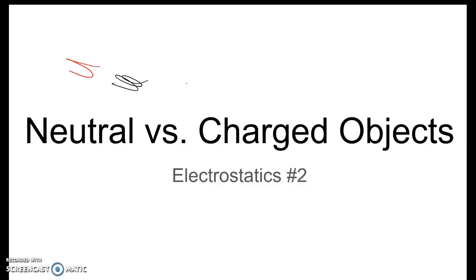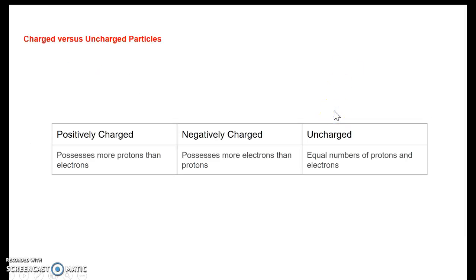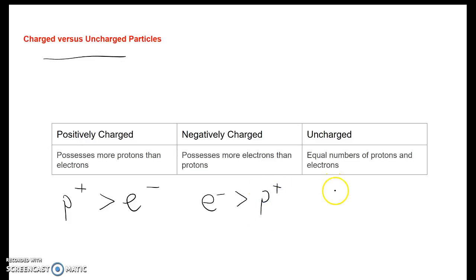Okay, so today we're going to talk about charges, neutral, and charged objects. Okay, charged versus uncharged. Something positive charge means protons are greater than electrons. Negatively charged is where the electrons are greater than the protons. And then when something is uncharged, protons equal electrons.